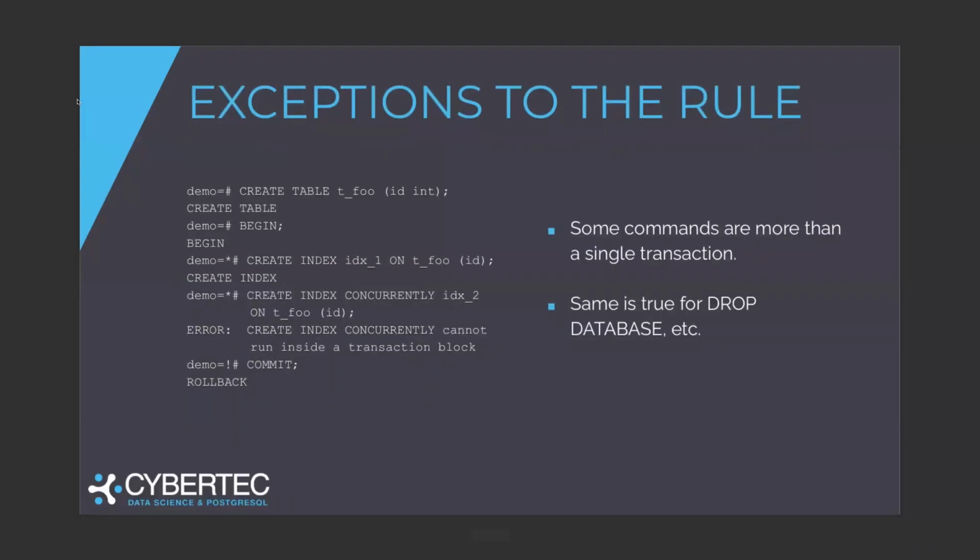What does multi-transactional mean here? So let's create a table again, a create table foo. There is no explicit transaction block here, so obviously we committed the transaction. So we create the table, then we create an index. Let's call it index 1 on this foo table. As you can see, it was properly created inside our transaction.